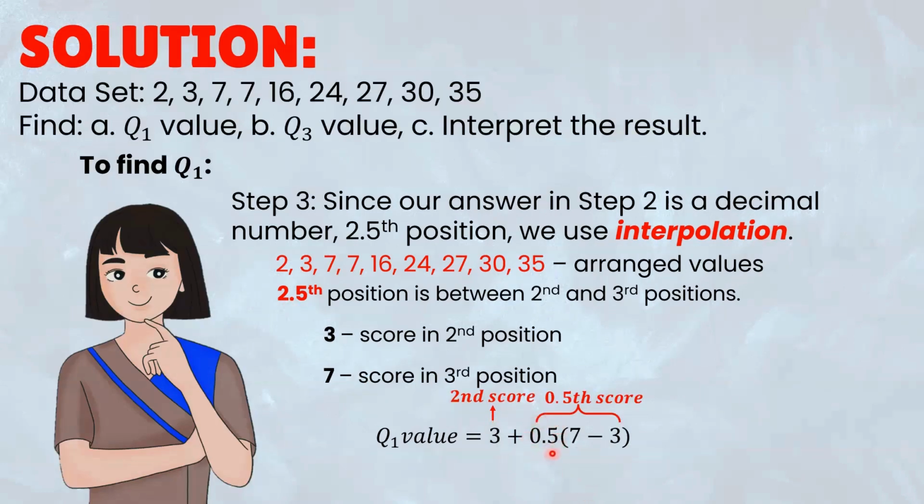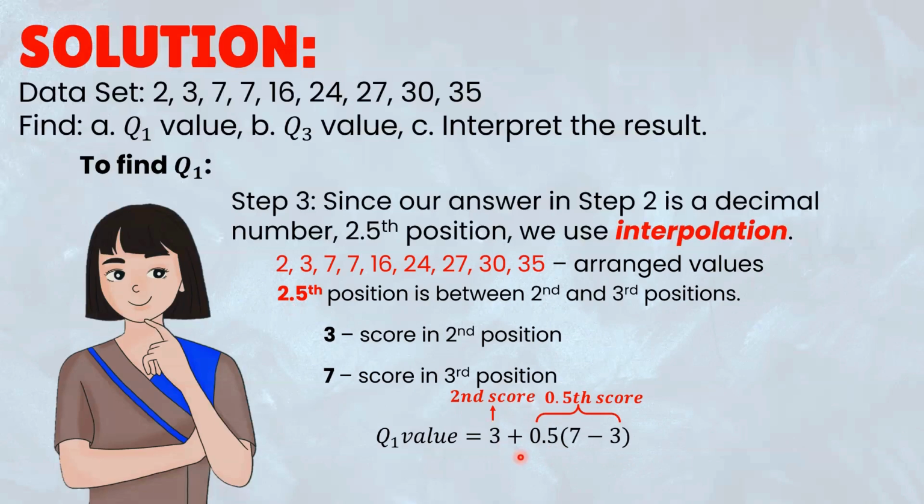Okay, so where did we get 0.5 for the 0.5 score? We get it from the decimal part of our answer in step 2. Our answer in step 2 is 2.5. So to get the 0.5 score, we get the decimal part of it. So 7 corresponds to our third score, and 3 corresponds to our second score. If we have this expression, that will give us the 0.5 score. So second score again plus 0.5 score, we get the 2.5 score, which corresponds to the 2.5 position.